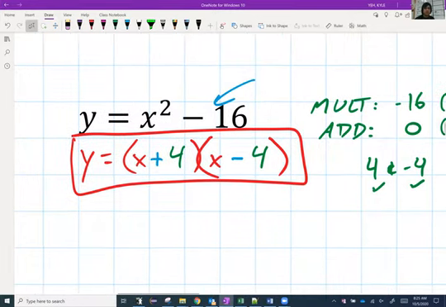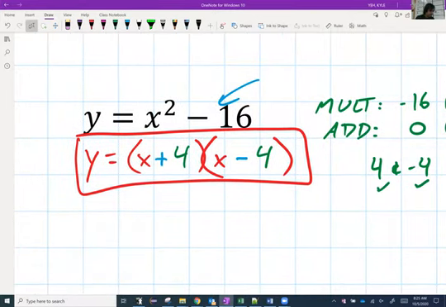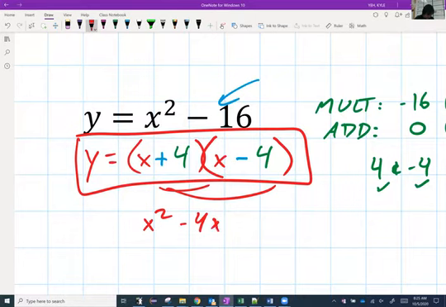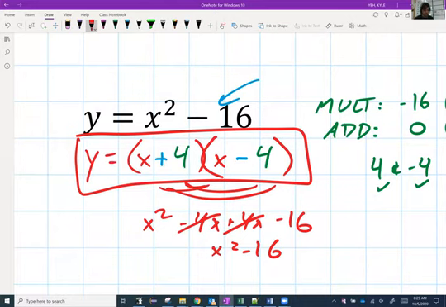So this is how we come up with factors. 2E says check. Well, I'm going to really quickly FOIL this out in my head. I'll put it on the screen for this one. X times x is x squared. X times negative 4 is minus 4x's, but then we have 4 times x, so plus 4x's, minus 16. So negative 4x's plus 4x's, that just gives us x squared minus 16, which is what we started with. We are good to go. Check complete.